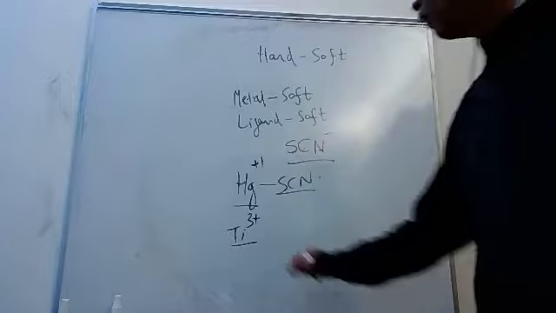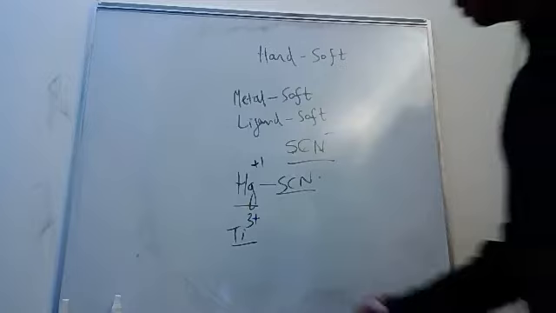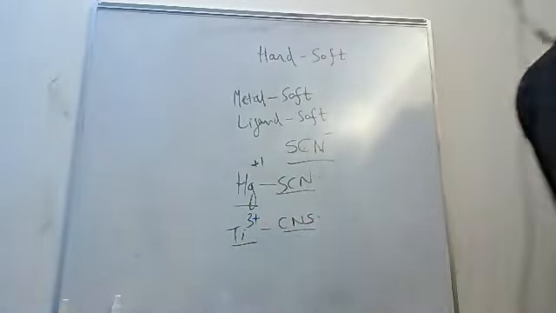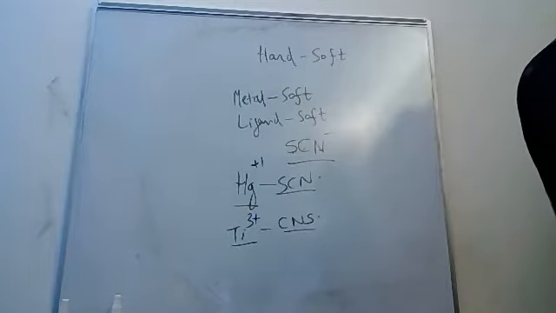On the other hand, if I were to bind the same thing with titanium, titanium is very small and highly charged compared to mercury, so it's hard. So titanium will then bind with the carbon end or nitrogen end, not with the sulfur, because soft goes to soft and hard goes to hard.